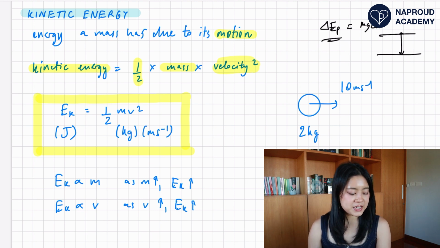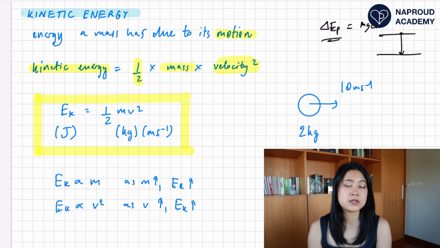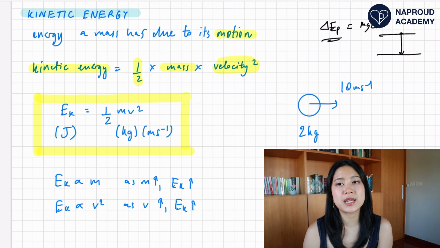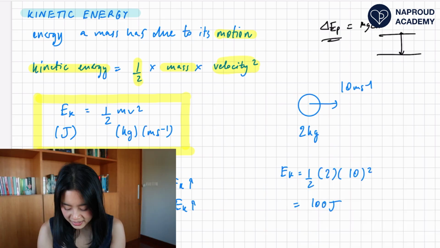Secondly, kinetic energy is proportional to V squared. As V increases, kinetic energy increases. So if something is moving faster, it would have more kinetic energy. I feel like that's also obvious, so I won't explain it and complicate things.